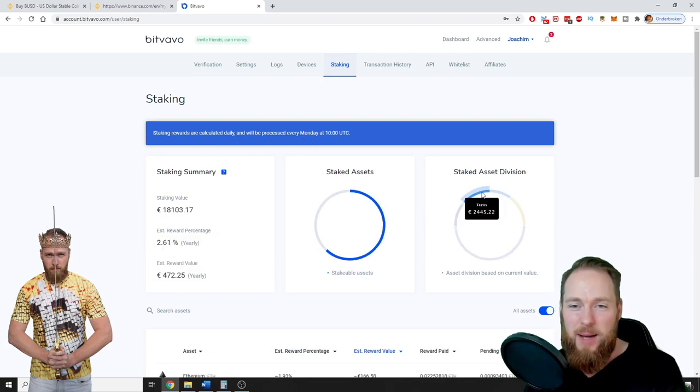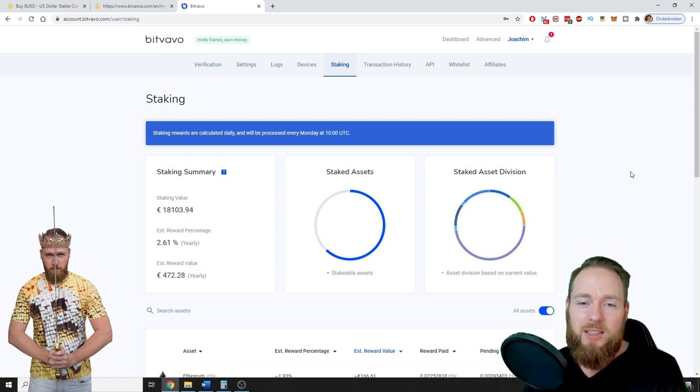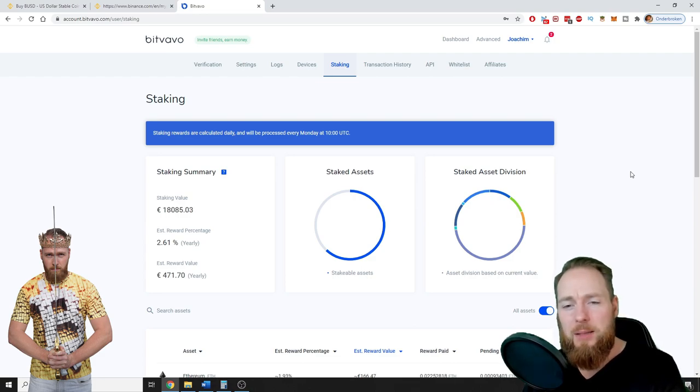So this is my asset division. So some Tezos, some Cardano, some Litecoin, of course, some Ethereum, some Bitcoin, of course. Bitcoin Cash is only because I'm trading with my crypto trading bot. So I think the most interesting coins are the ones you can stake, because even though my bot is trading for me and making me money 24/7, I'm making an extra amount of money because of the staking.